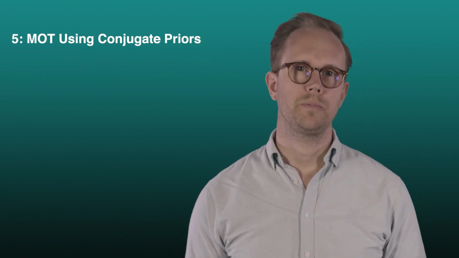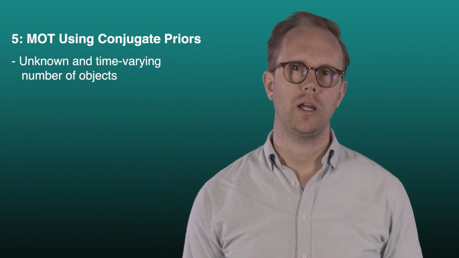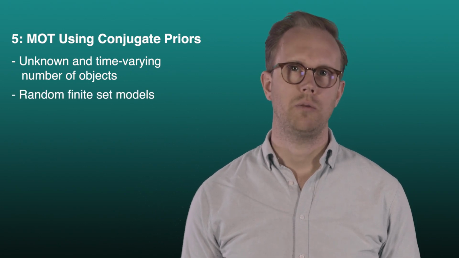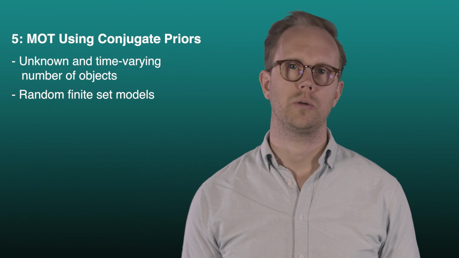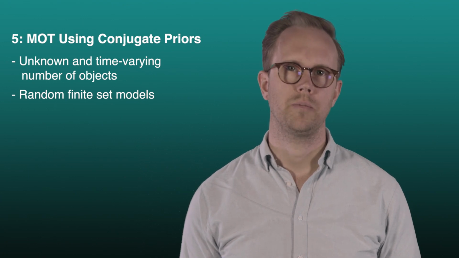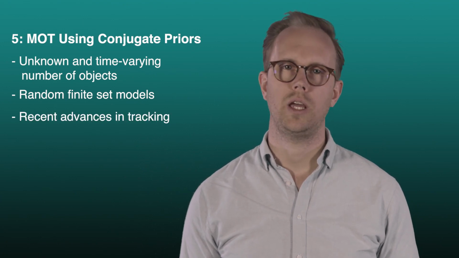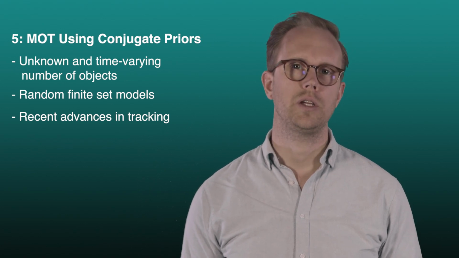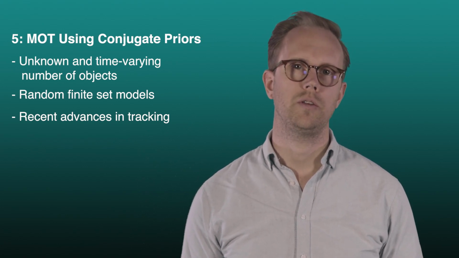In the 5th lecture, we will finally arrive where we want to be, and that is tracking an unknown and time-varying number of objects. So we will use the random finite set models, and we will present and discuss different algorithms for multiple object tracking. And this includes recent advances like Poisson multi-Bernoulli mixture filters and delta-generalized labeled multi-Bernoulli filters.